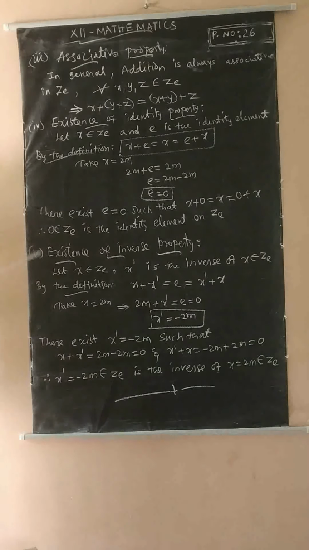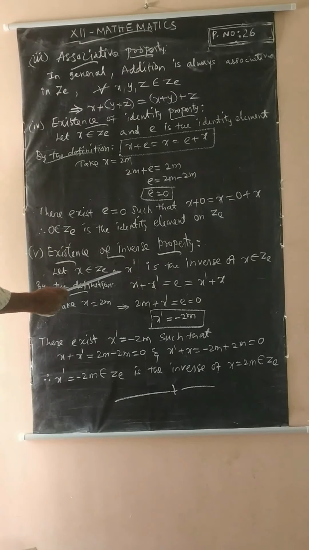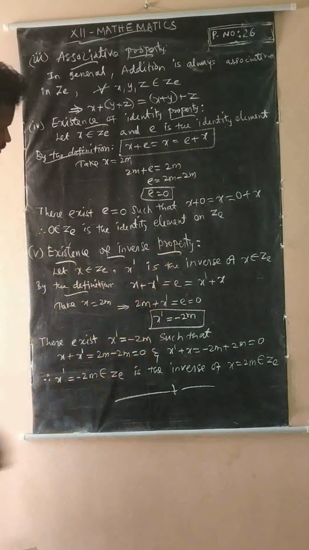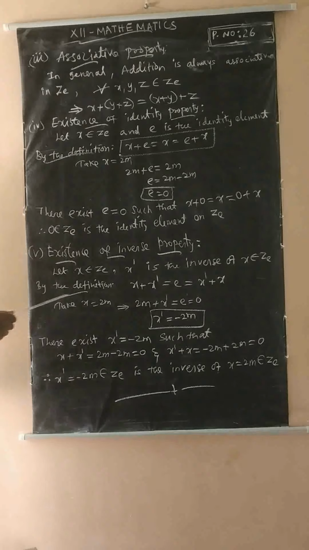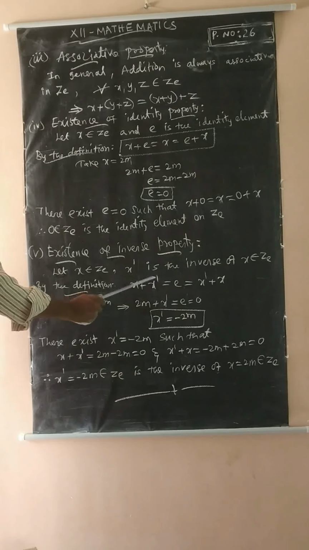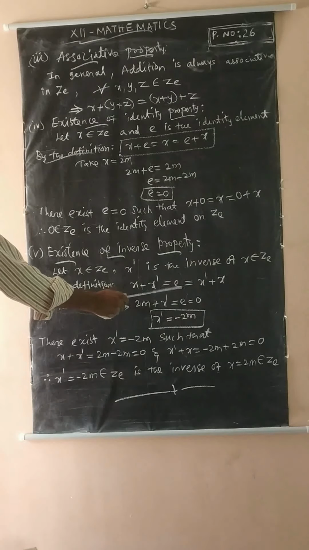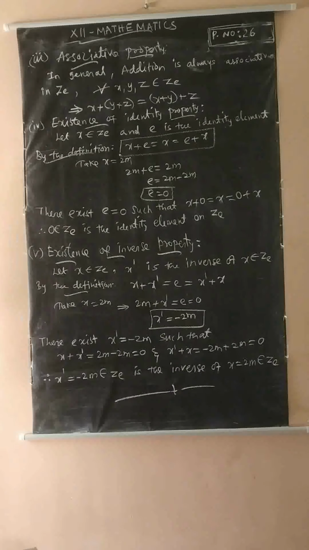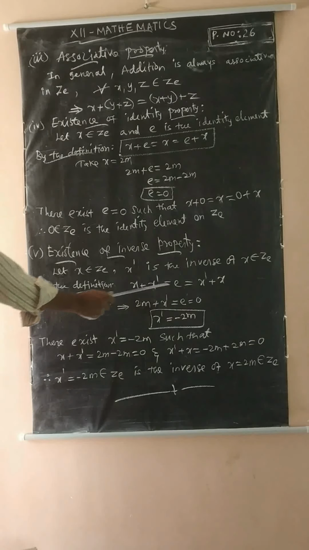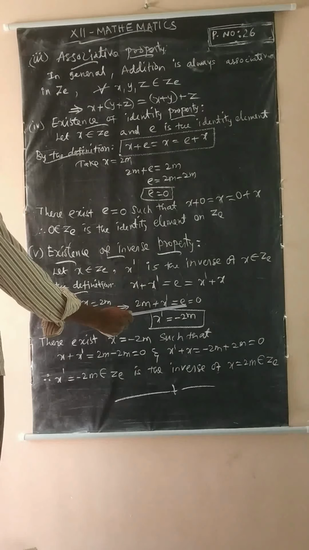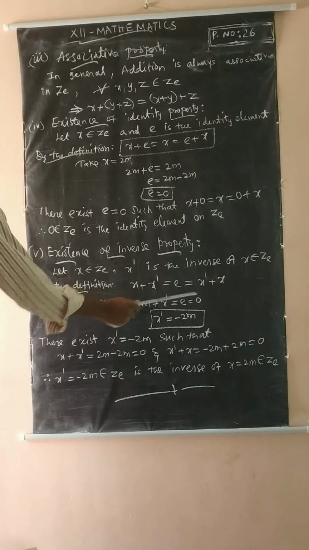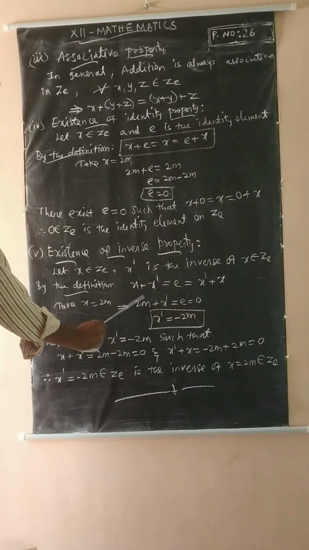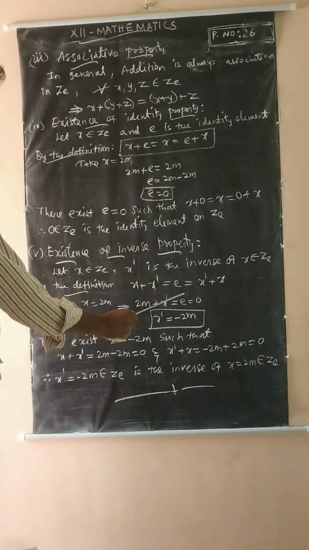Okay, next, fifth one, existence of inverse property. Let x belong to ZE. x dash is the inverse of x. By the definition of inverse, x plus x dash is equal to e, which is equal to x dash plus x. So now take x equal to 2m. Substitute in the first part: 2m plus x dash equal to e. The value of e is already solved, 0. So x dash as it is, take 2m to the right hand side: 0 minus 2m.